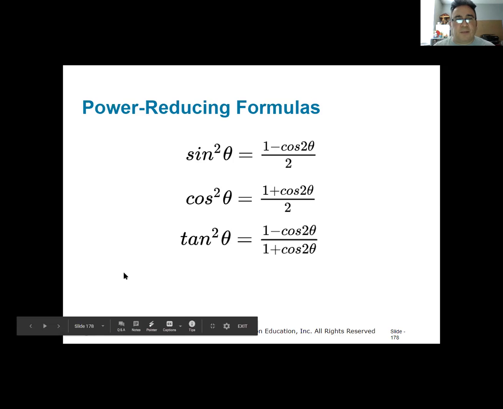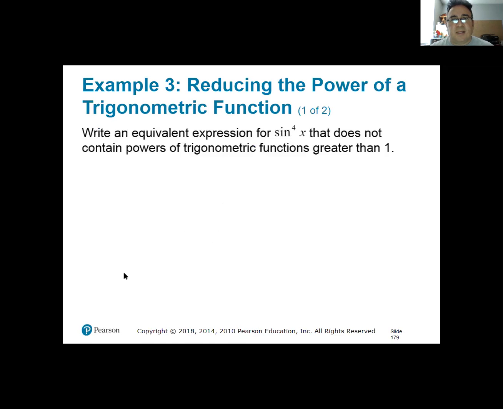Power reducing formulas, example 3. Reducing the power of trigonometric functions. Write an equivalent expression for sine to the fourth of x that does not contain powers of trigonometric functions greater than 1. But we have to reduce it from a 4 to a 1. That's a long way to go.